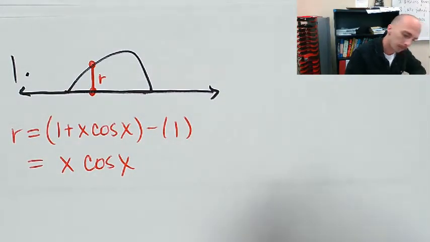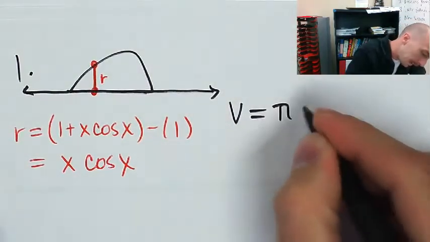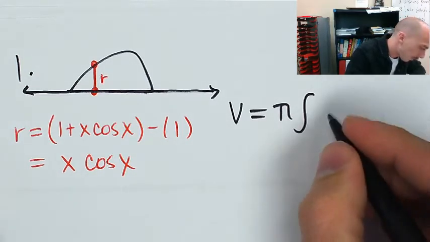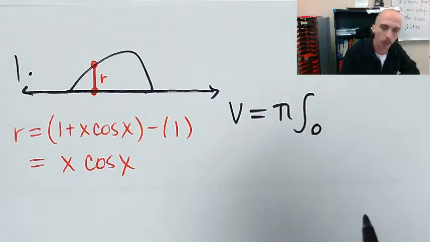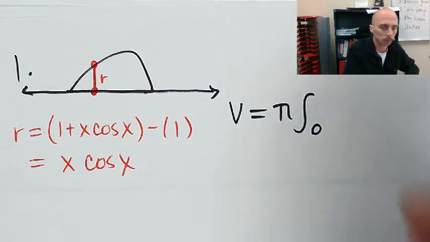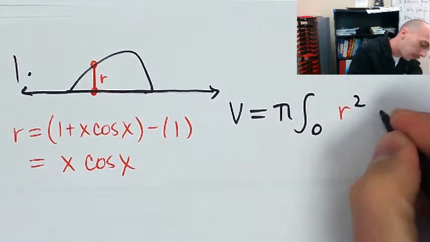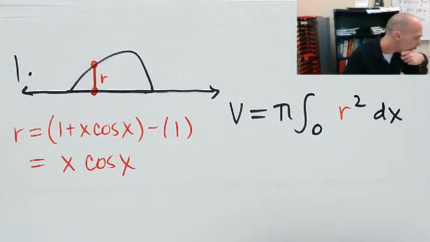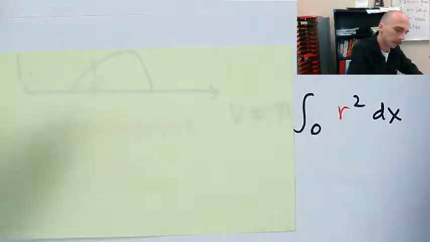So I've got what I need. I know my volume formula is volume equals pi times the integral from x equals 0 up to some x value I'm not sure about yet, but I know this is going to require a calculator, so eventually I'm going to take that r, square it, and integrate with respect to x. So I'm going to have to use a calculator eventually, so I might as well use it to figure out, oh, no, wait a second. I don't need a calculator for this. Real quickly, let's talk about x cosine x.